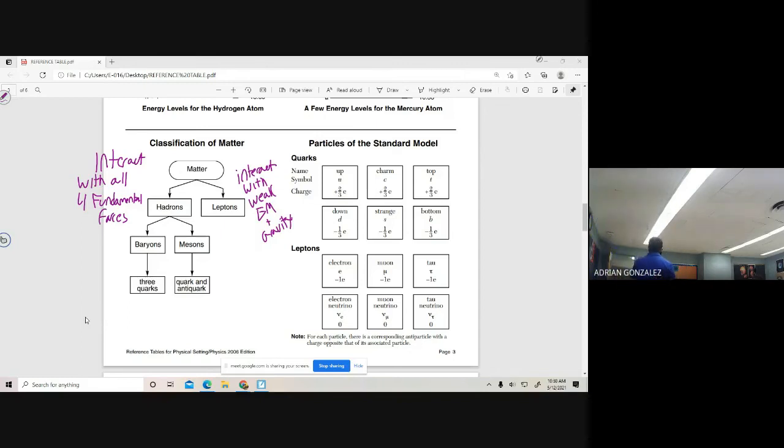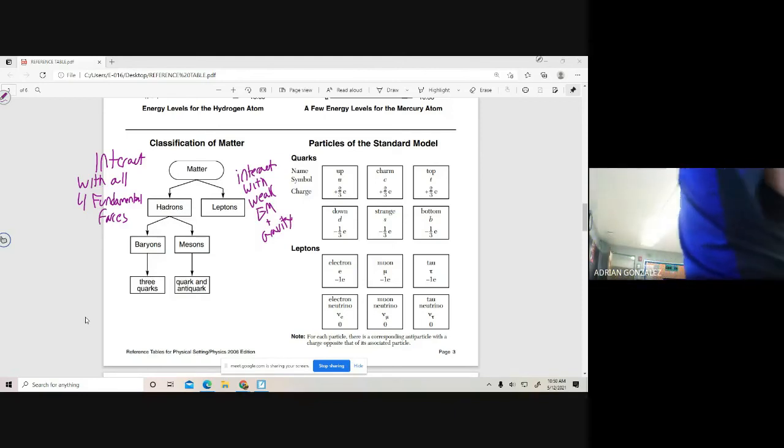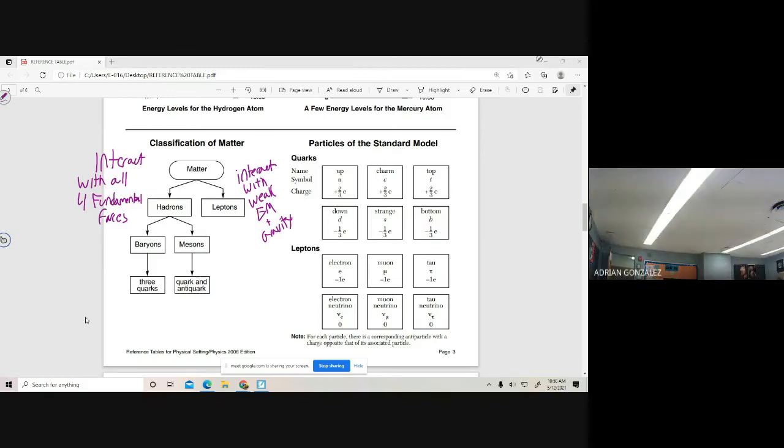Leptons interact with the electromagnetic, the weak, and gravity. Okay? Now, if we look at the chart, we discover there were a couple of different types of leptons.